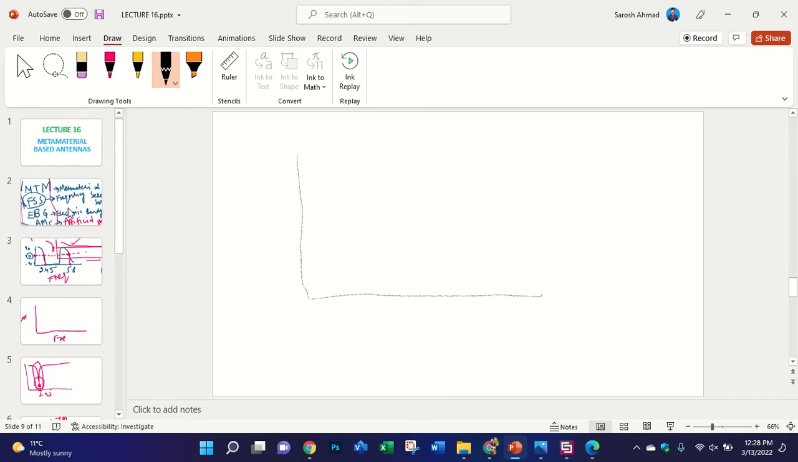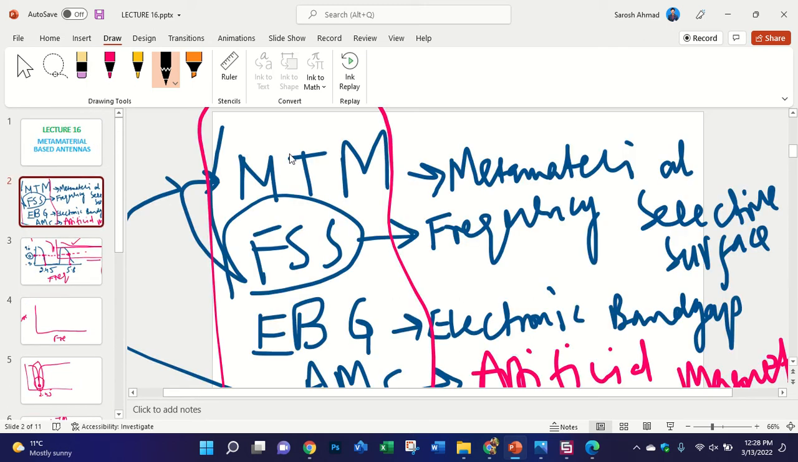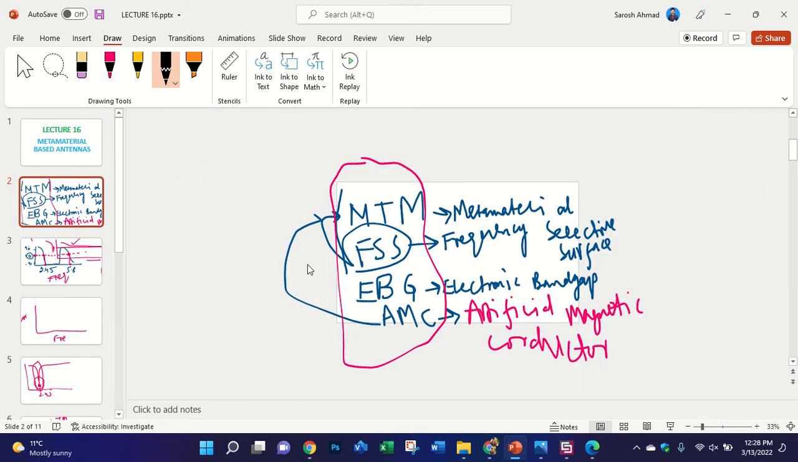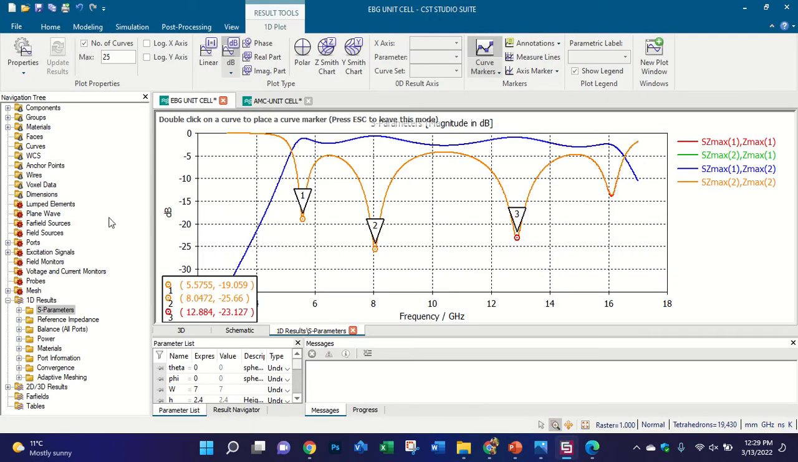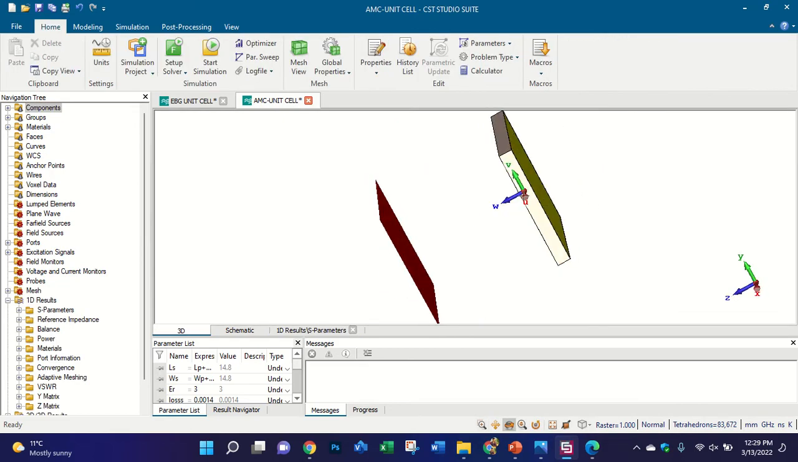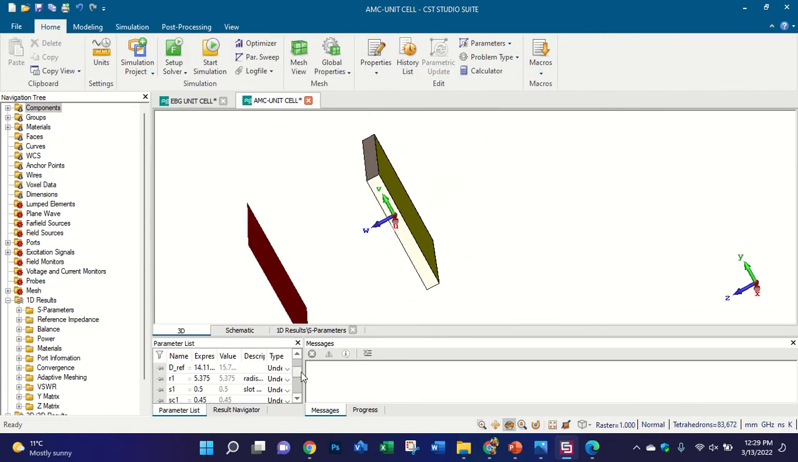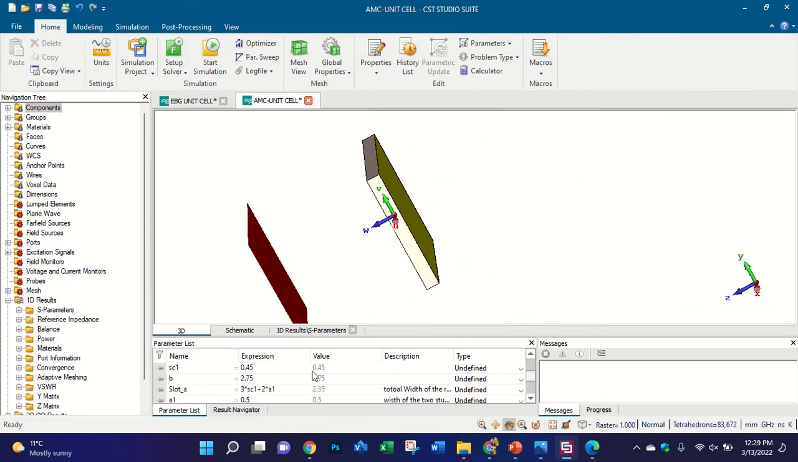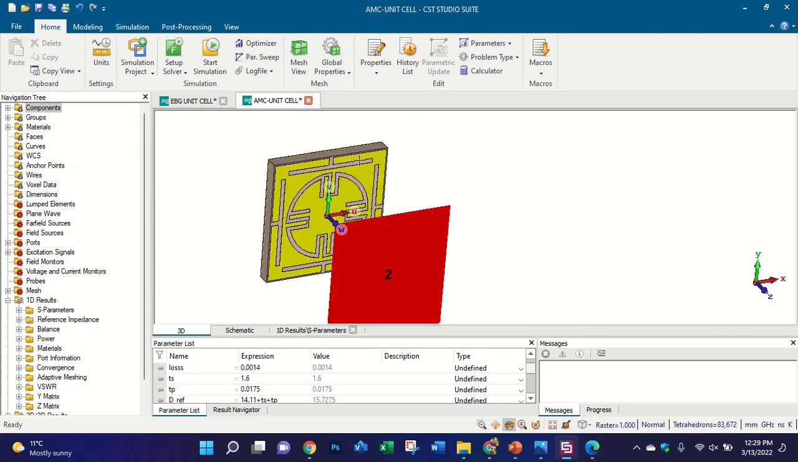these things: MTM, FSS, EBG, and AMC. I will share the CST files. You don't need to draw again. You just modify the shape or increase whatever you want. Like if you want another substrate, you can modify this one. You can just change the dimension of the substrate, use a different material and change the shape, whatever you want. And HIS.